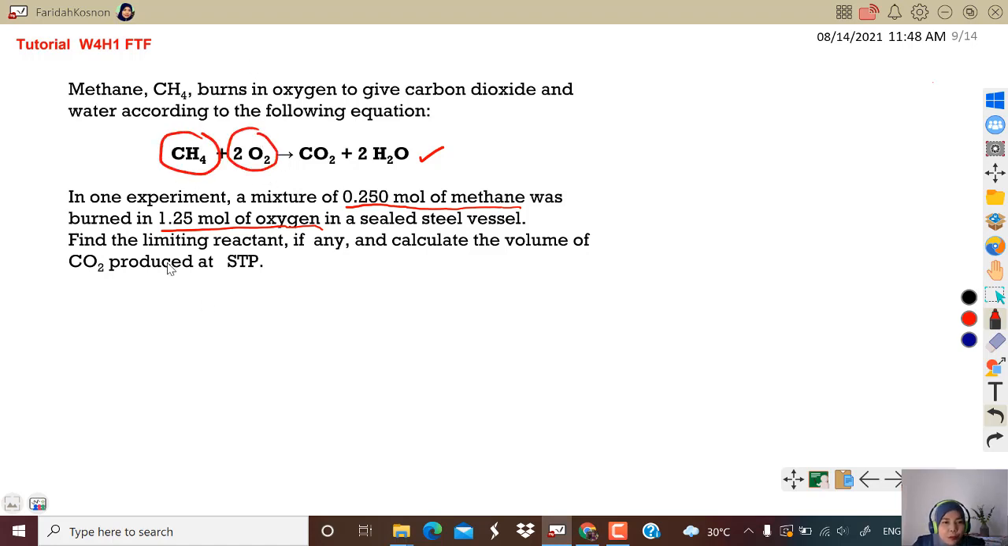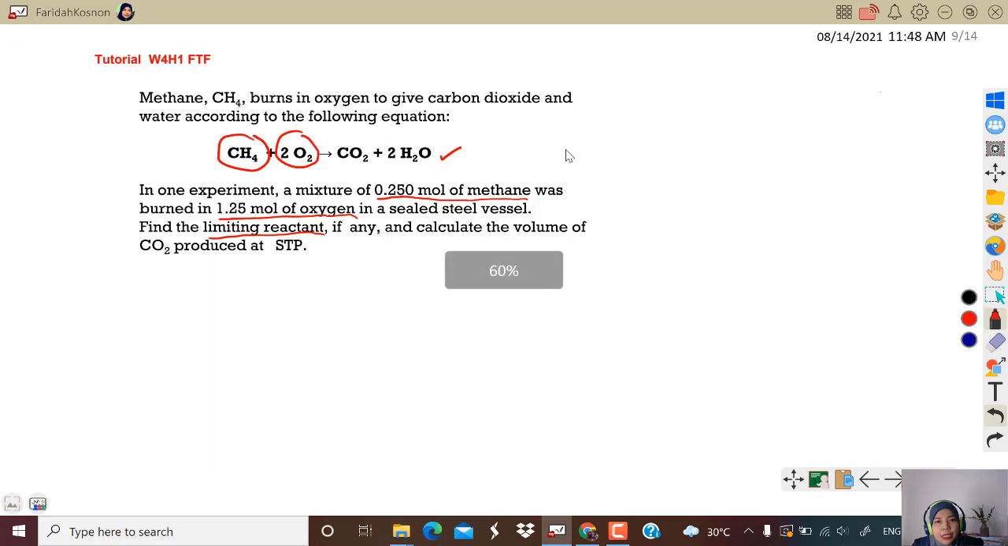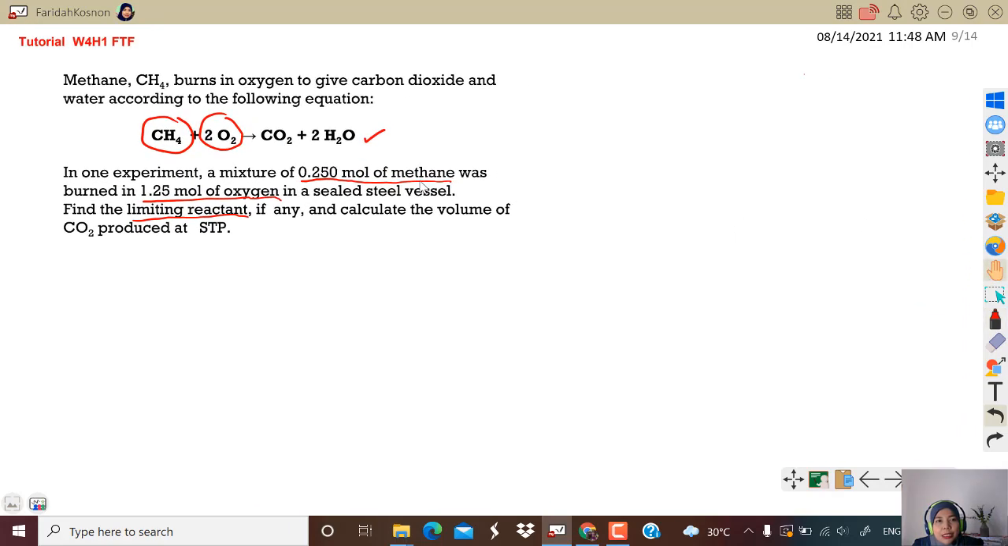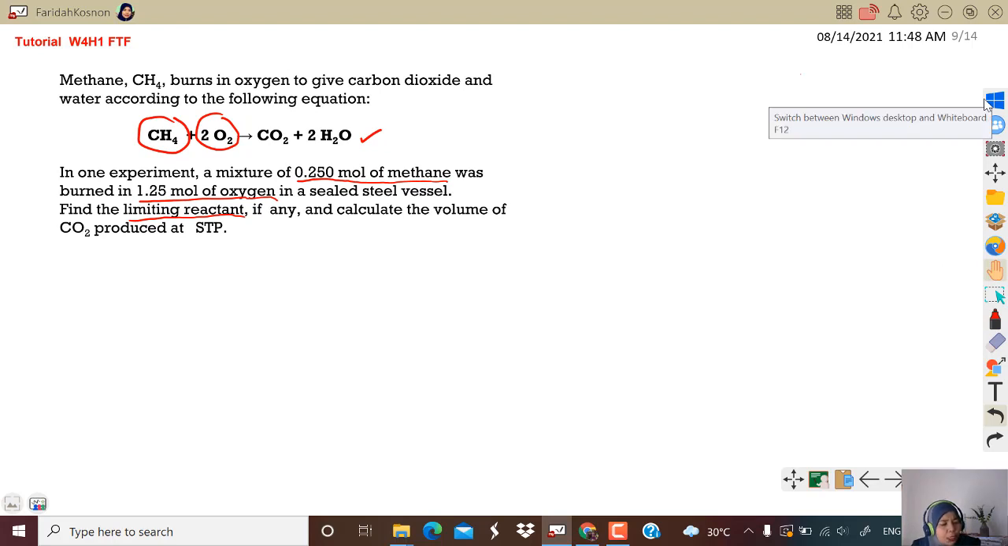Alright, so the first question is you have to find the limiting reactant if any. So kita kena kira limiting reactant kalau ada lah dalam soalan ni. So from the limiting reactant obtained, barulah kita boleh determine or calculate the volume of carbon dioxide gas, which is one of the products produced at STP. Okay, so as usual, kita dah bincang pada minggu lepas macam mana kita nak selesaikan soalan limiting reactant. So for those yang masih lagi tak faham, saya harap kena fokuslah pada video ini.